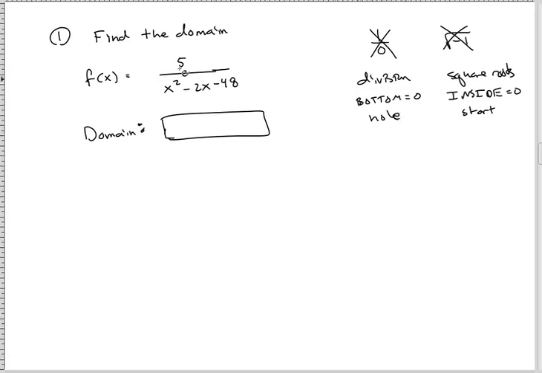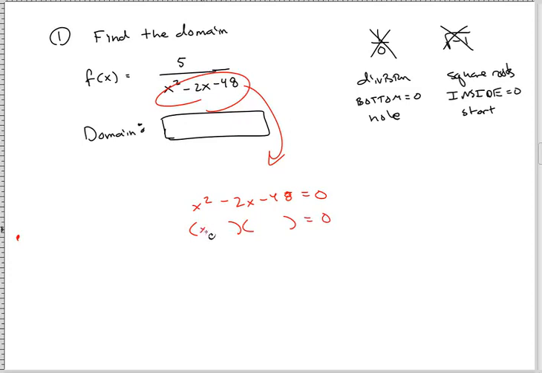So again, does this have division? Yes. So I'm going to take the bottom off to the side and set it equal to 0. I'm going to solve for x. The easiest way to do this is to factor it, at least I hope so. That's the goal, to make it a little easier.